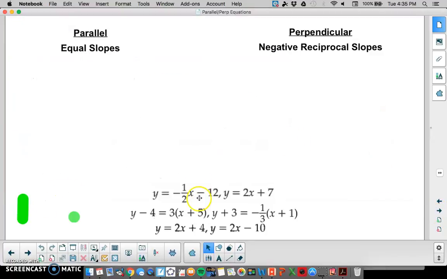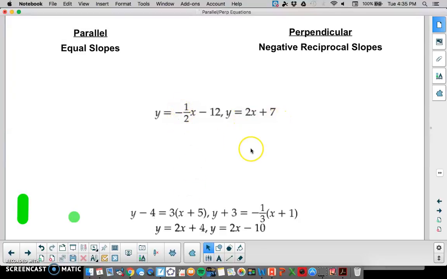Alright, so I have a couple of examples. Remember, parallel have equal slopes, perpendicular have negative reciprocals. So looking at these two equations here, y equals negative 1/2 x minus 12 and y equals 2x plus 7. The slope of the first line is negative 1/2, and the slope of the second line is positive 2. Those are negative reciprocals of one another because I flip 1/2 around and I get 2/1, and this is negative and that one's positive. So those lines are perpendicular.